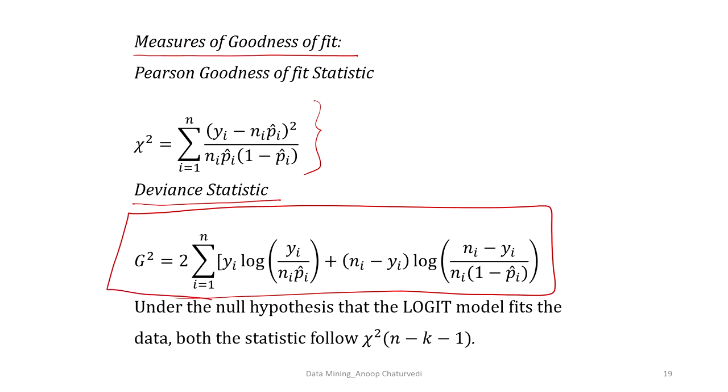So, you can use these statistics to measure the goodness of fit of the model. Then, under the null hypothesis that the logit model fits the data, both of these statistics follow a chi-square distribution with n minus k minus 1 degrees of freedom.